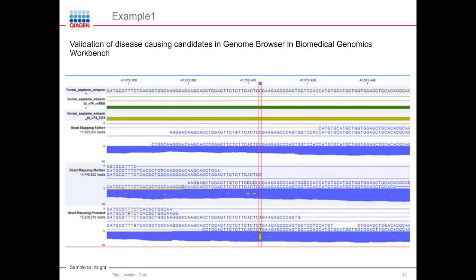When we then went back into Biomedical Genomics Workbench and we update the results so that we just see the 6 variants and we look for the one from EP300, then we can see that it's just present in the proband and not in the parent. And we can also see that the quality of the reads looks really good.